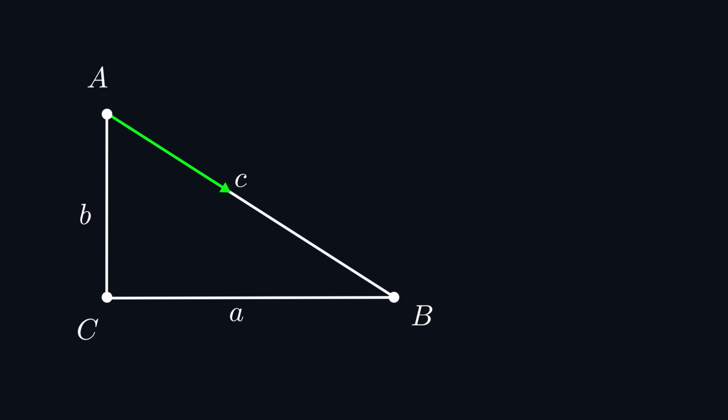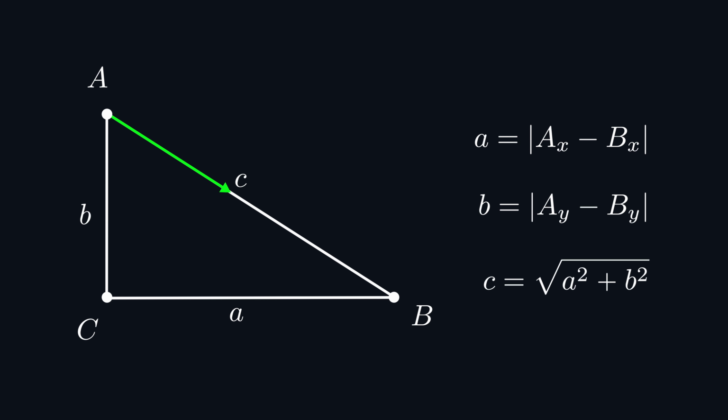How long is the side A? That's simply the difference of the x coordinates taken as an absolute value. And the length of the side B is the absolute value of the differences of the y coordinates. Then it's just a matter of applying the good old Pythagorean theorem.